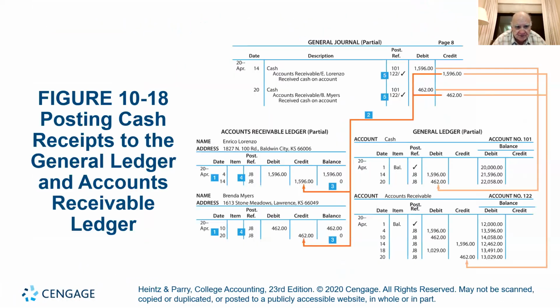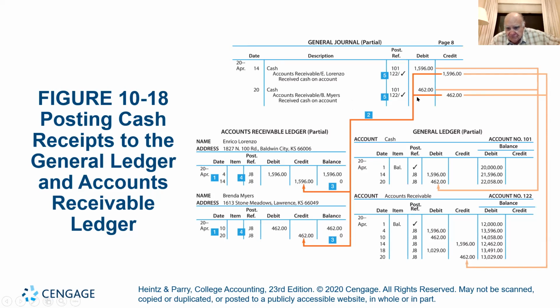Let's see what other goodies they have. Oh my goodness. Well, here, they're just showing you the other side of the coin. Remember when we sold to Lorenzo? It looks like these two were cash payments made by Lorenzo and Myers. They're sticking with Lorenzo. So let's take a look here.